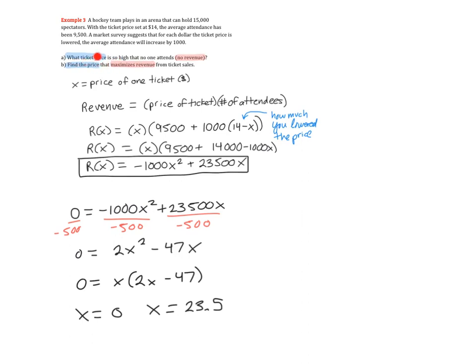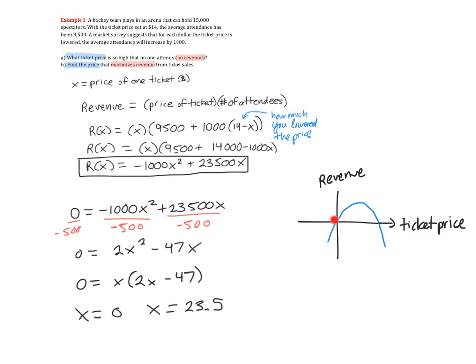Now, since we have two potential answers here, we have to interpret what's going on. So I say, what ticket price is so high that no one attends? So if I look at the model of this, we get something that looks like this, right? Because we have a downward facing parabola. If you look at the original equation, downward facing, and these are my x-intercepts, so it goes like this. And remember, the x-axis represents the ticket price, and the y-axis represents the revenue.